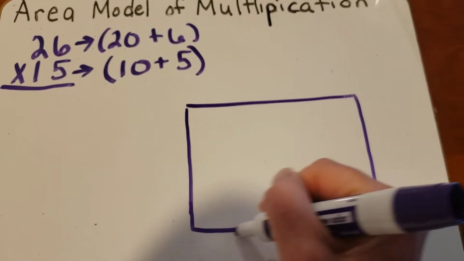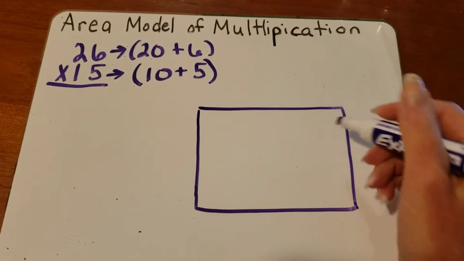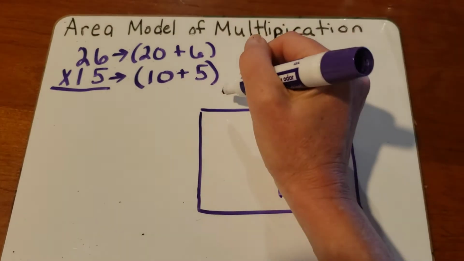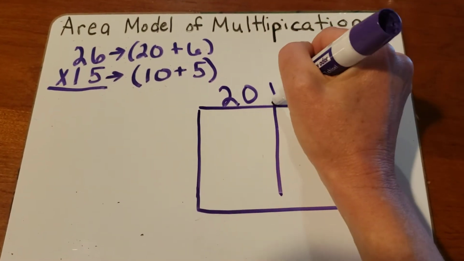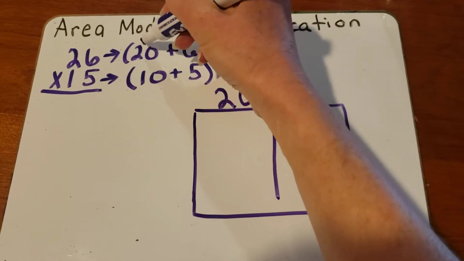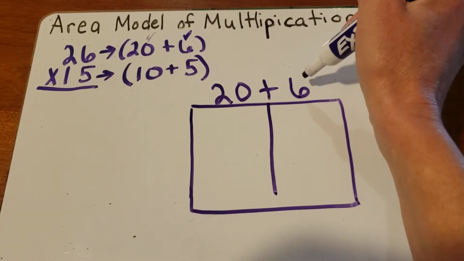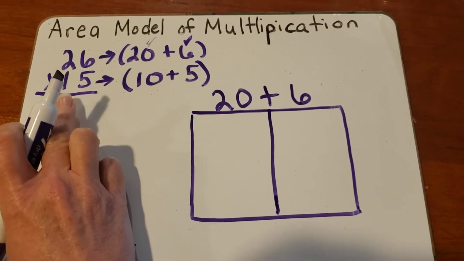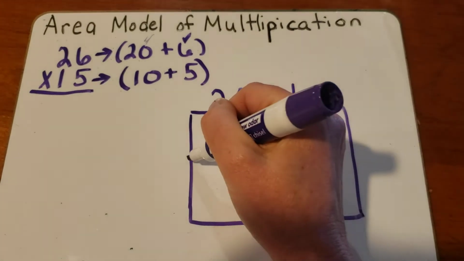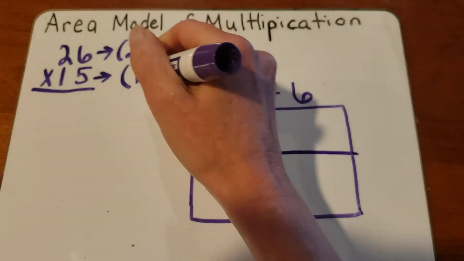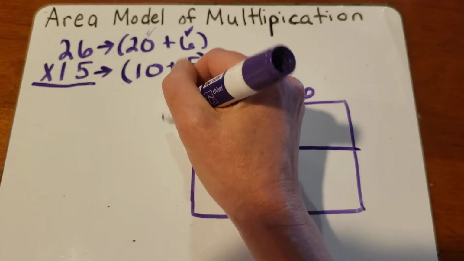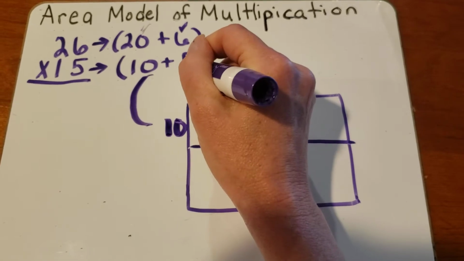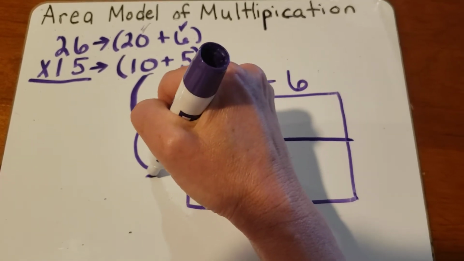Now, this is a little different, making a little bit bigger rectangle. I have a two-digit number going across the top. I have 20 plus the 6. I'm bringing these numbers right from here, 20 plus the 6 right here. Because the other factor here is 15, it's a two-digit number, we're going to do the same thing going down the side. We're going to take the 10 and bring it here, and we're going to bring the 5 down below here.